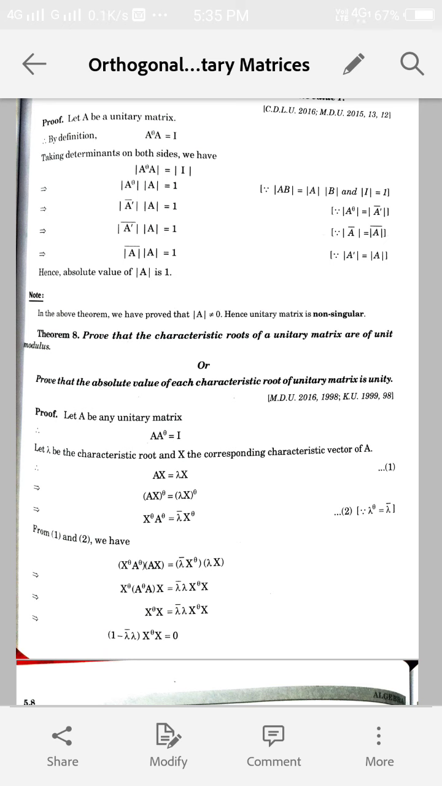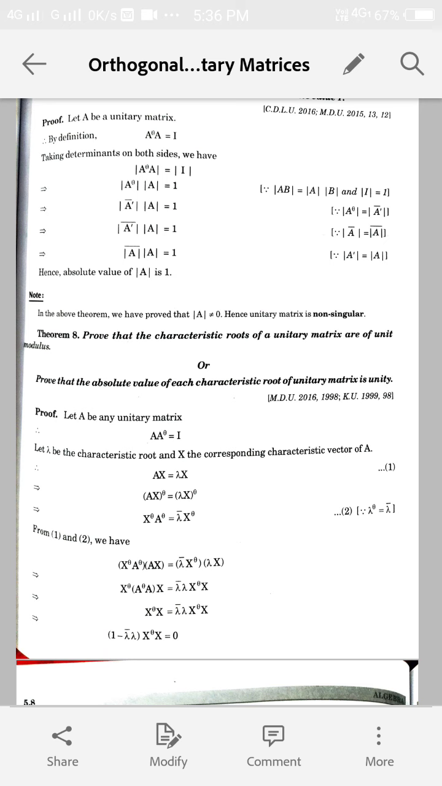Now taking transpose conjugate on both sides, that is, we apply theta on both sides. Here we get x theta A theta equal to lambda theta, which is the same as lambda conjugate, that is lambda bar, into x theta. Now from equation 1 we have Ax is equal to lambda x, and from equation 2, x theta into A theta is equal to lambda bar into x theta. Now multiply both these equations. We get x theta A theta A x is equal to lambda bar x theta into lambda x.